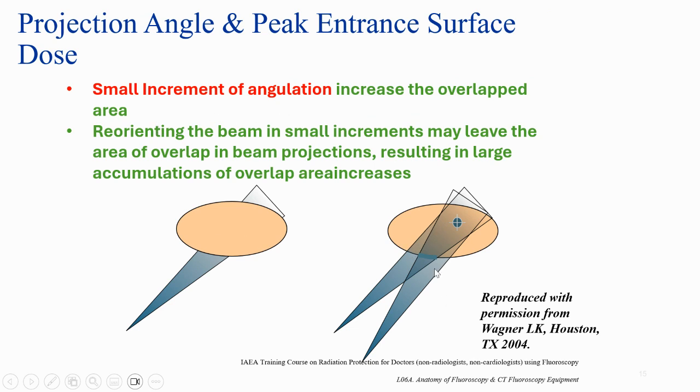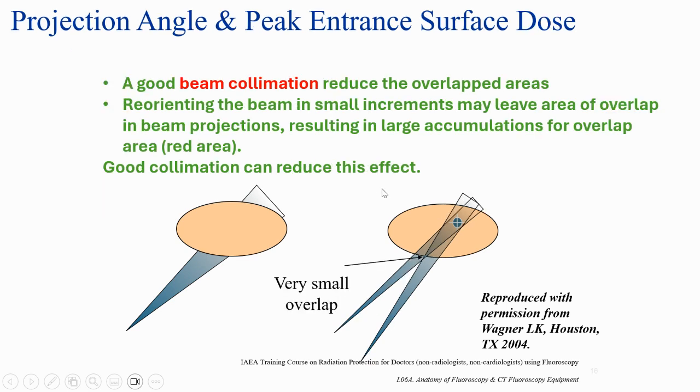Small increments of angulation increase the overlapped area. As you can see here, this is the overlapped area between the two different projections. If you take small increments, this overlapped area will get a higher radiation dose. So try to use large increments of angulation. Orienting the beam in small increments may leave areas of overlap in beam projections, resulting in a large accumulation of dose in the overlapped area.